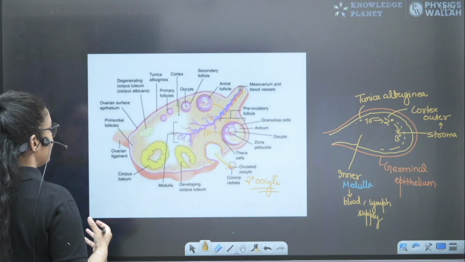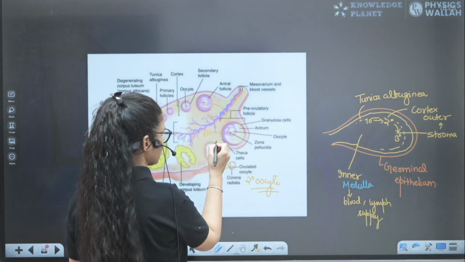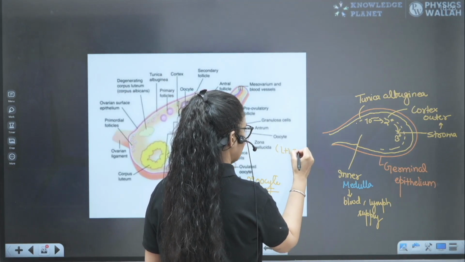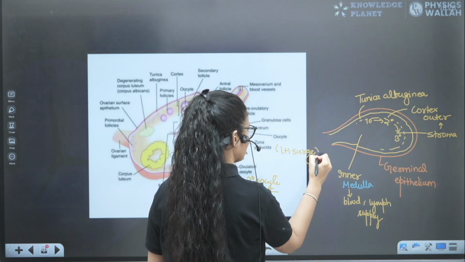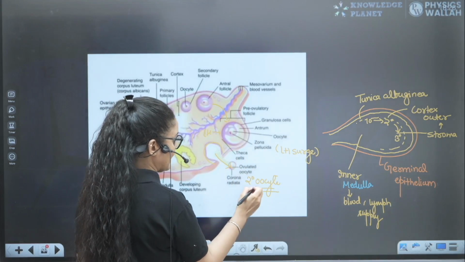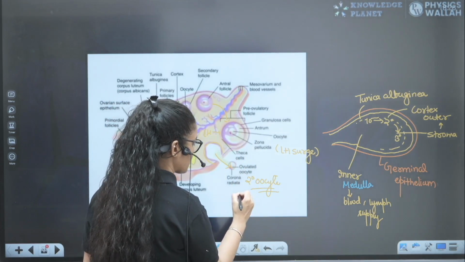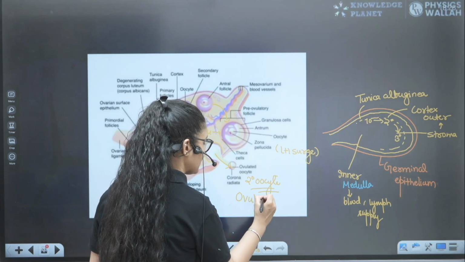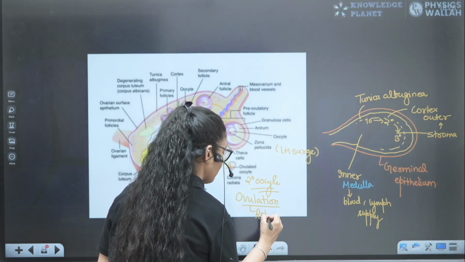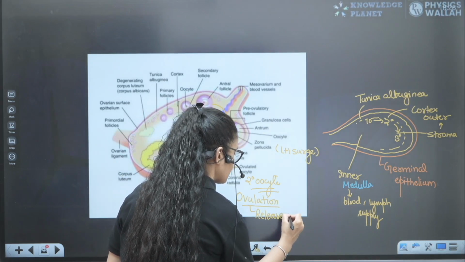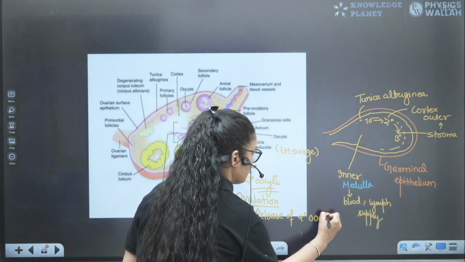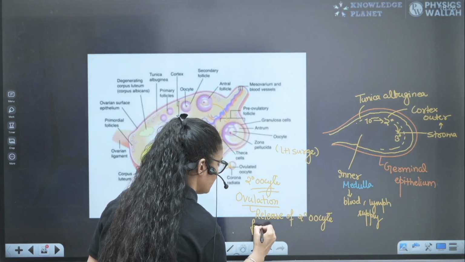Now the Graafian follicle, in the presence of the LH surge, will rupture to release the secondary oocyte, and this is known as ovulation. So what is ovulation? Ovulation means release of the secondary oocyte from the mature Graafian follicle.